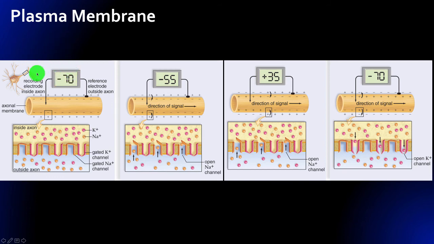And so you can see here we start off with this potential of -70. We have a negative charge on the inside and a positive on the outside. We have a lot of sodium built up on the outside and a lot of potassium on the inside.